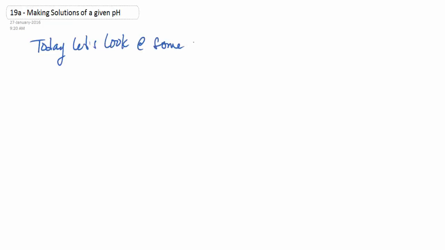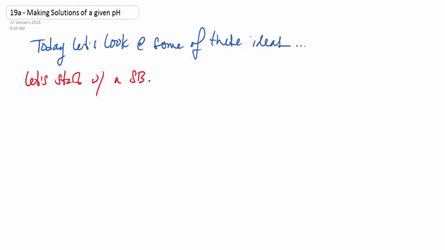So today let's talk about making solutions of a given pH. And we'll look at some of these ideas, and we'll start with a strong base. So let's look at this problem here.